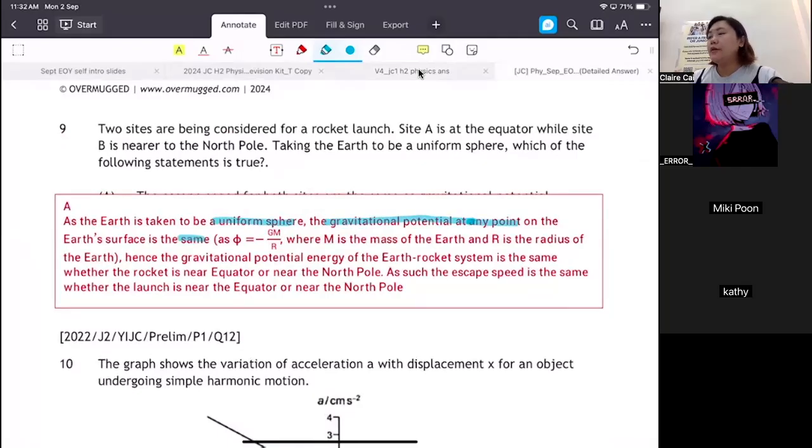But back to the point that we mentioned just now, the Earth actually is not a perfect sphere, and density is also not the same everywhere. Therefore, the field strength or gravitational potential at any point on the Earth is actually different. That would be like some of the questions they were asking for that.